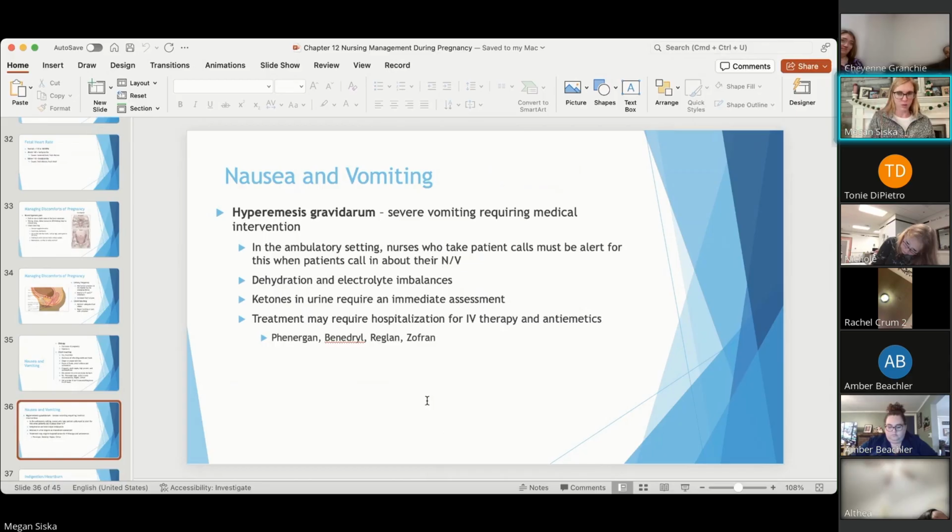Okay, so hyperemesis, I mentioned this before. This is severe nausea, vomiting, where you can't keep anything down. Causes severe dehydration, electrolyte imbalances. You'll see ketones in their urine. These individuals need an IV. They need IV fluids. They need antiemetics like Zofran and Phenergan, and they may need to stay in the hospital for treatment for a little bit. Just depends.